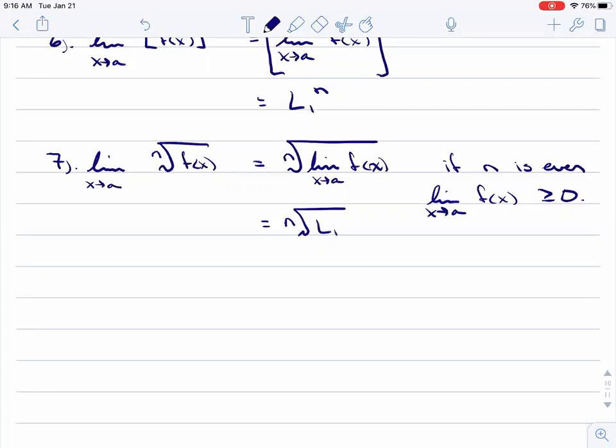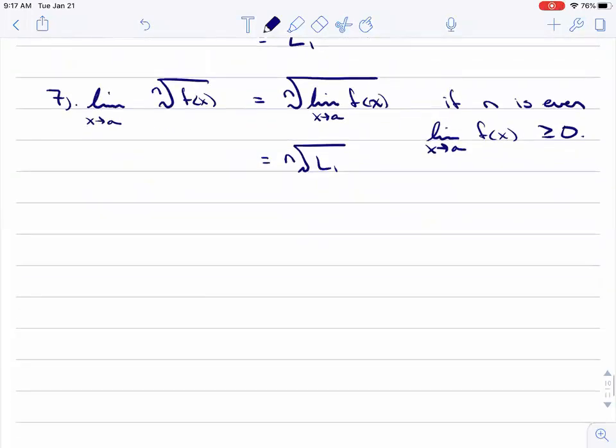Some special cases, both of which are going to be obvious, but until we have them on paper, we can't really use them. And so 8 says that the limit as x approaches a of a constant is just that constant. If your function is a constant, so that means that y equals c for all values of x, regardless of what point of x you're approaching, you're going to have this constant value.